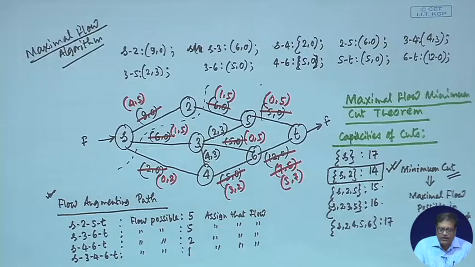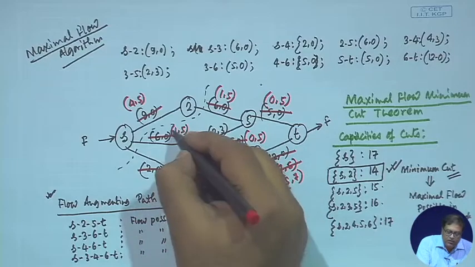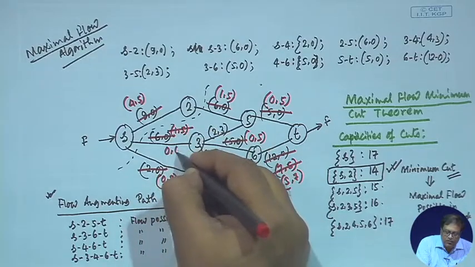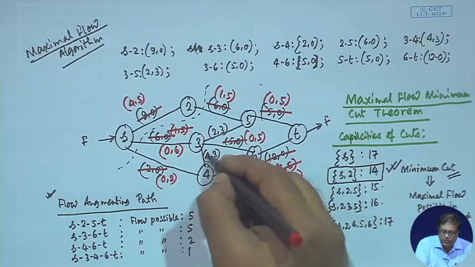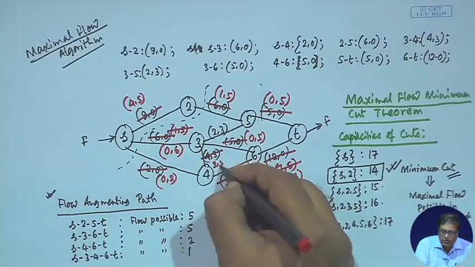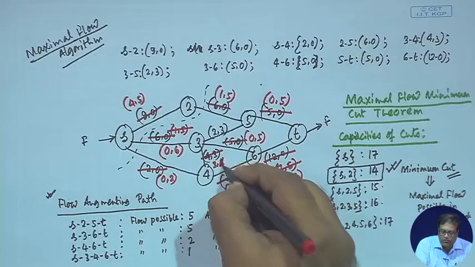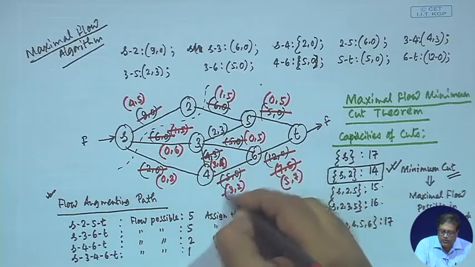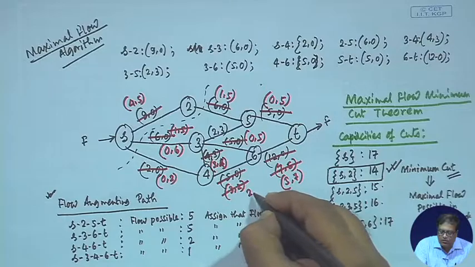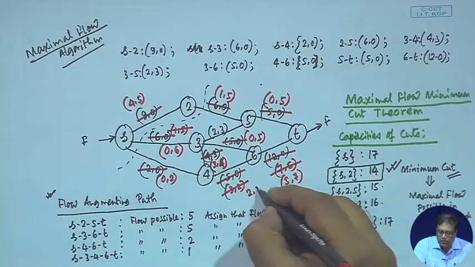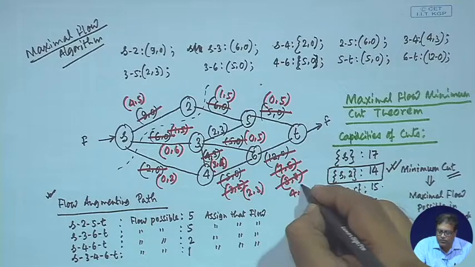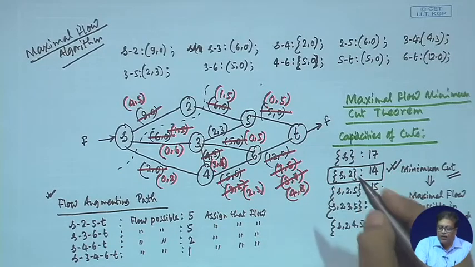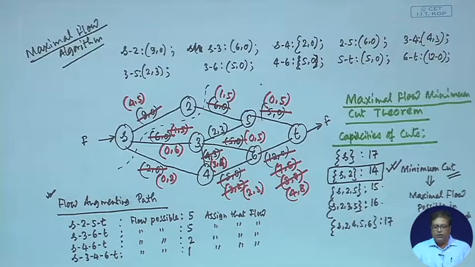So, if we assign that flow, then we revise the flow capacities. From 15 it will now become 0-6, then 34 will now become 3-4, and 46 will now become 2-3, and 57 will now become 4-8. All right. So, this is also assigned.